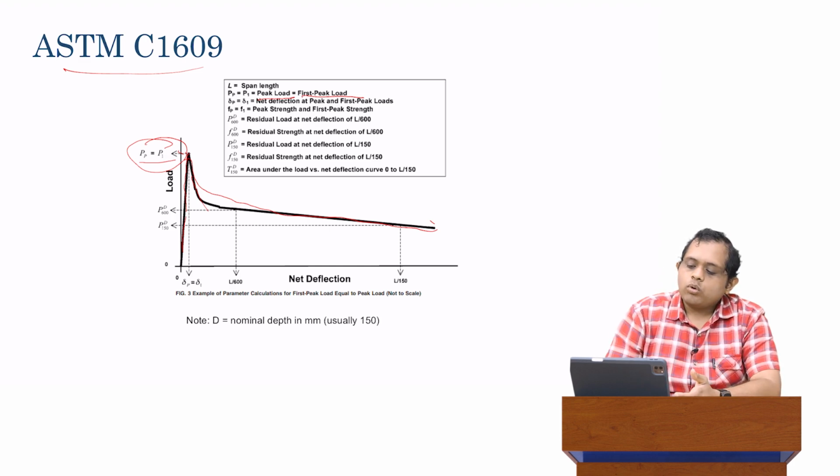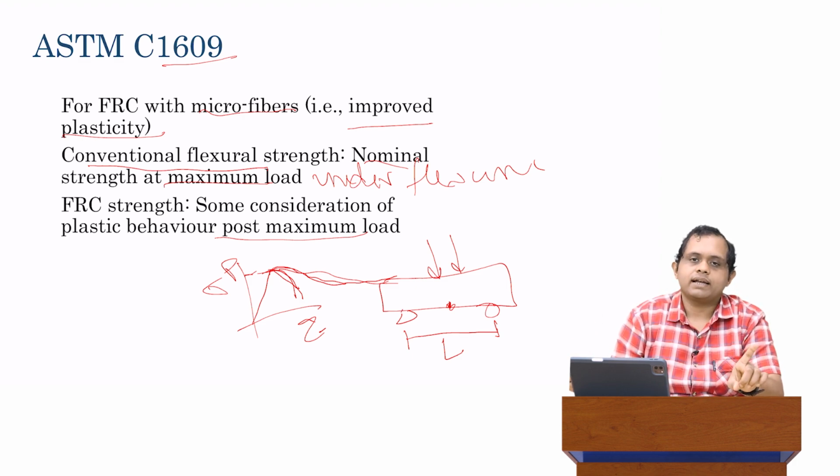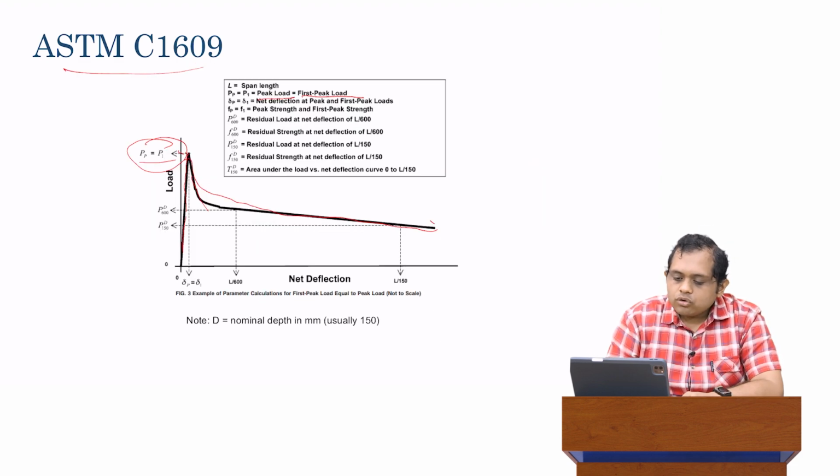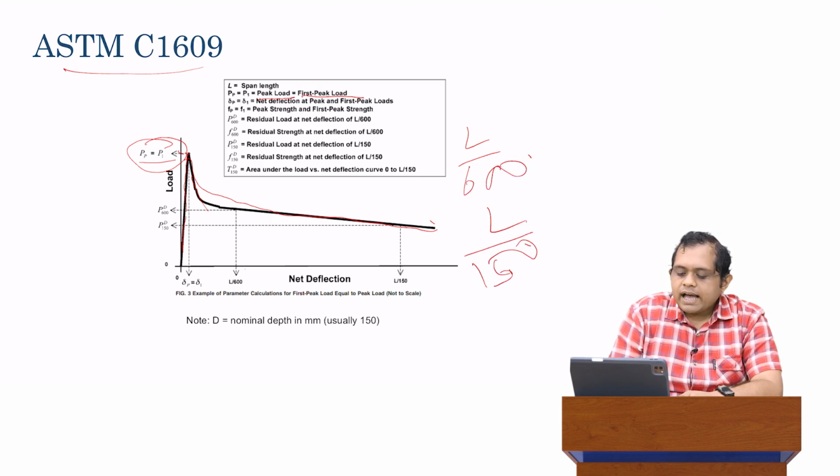of displacement. By the way, one thing I forgot to define over here is the span. I can define this capital L as the span of the beam. Again, it's not a simply supported beam, it's a simply supported beam with some overhang. So the span is actually the distance between the supports of the beam, called the span length. There are two particular deflections, L over 600 and L over 150. In this graph, we look at L over 600 and L over 150, and we find the corresponding load at those deflections.